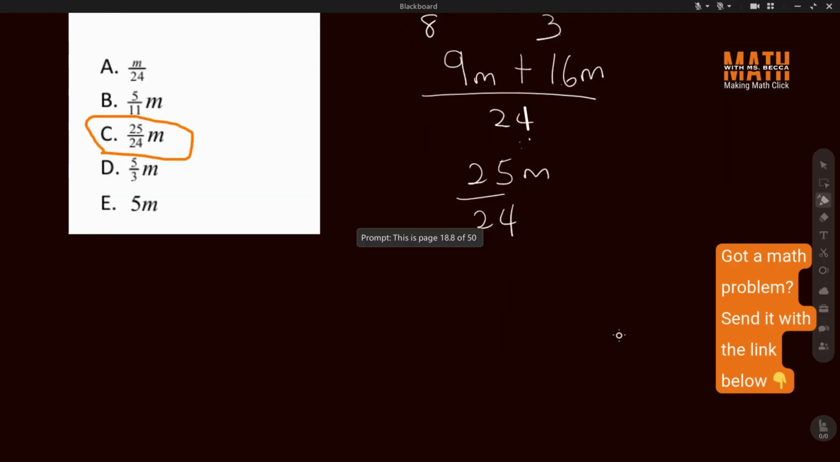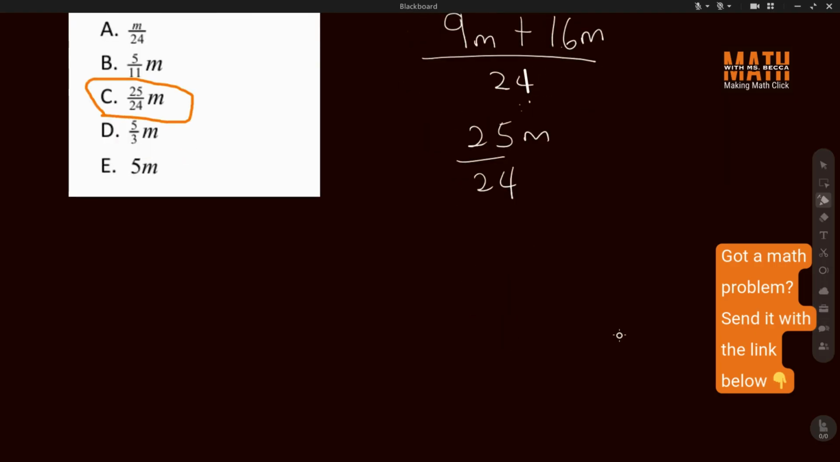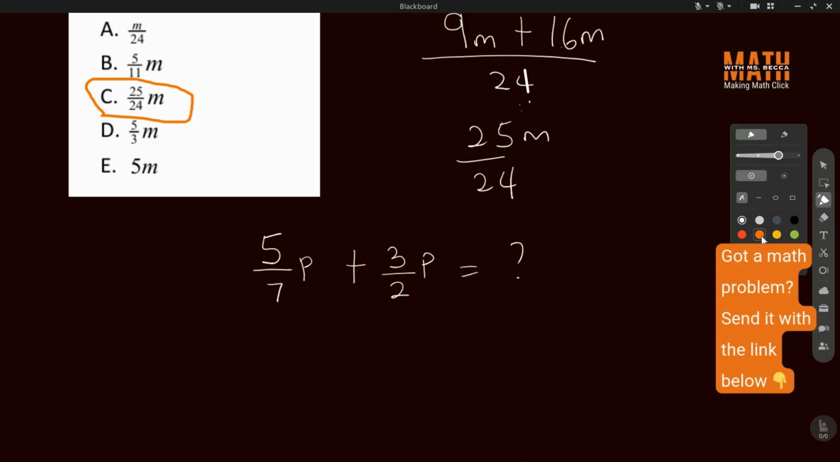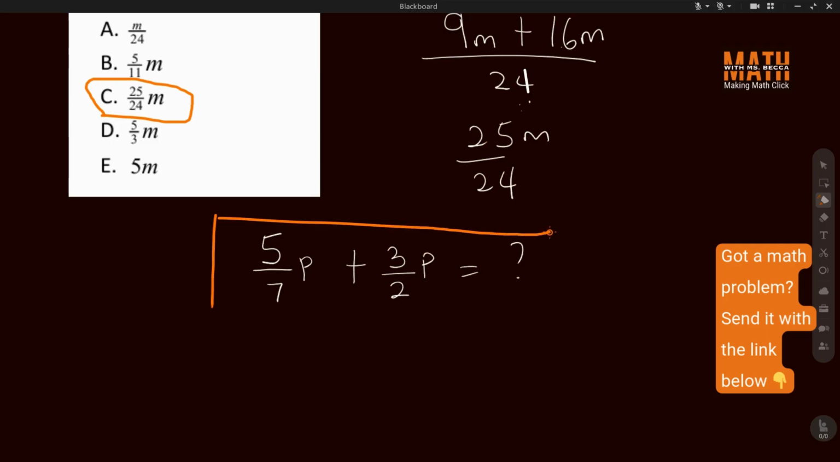So now you solve this. 5 over 7p plus 3 over 2p. Simplify this and leave your answer in the comments.